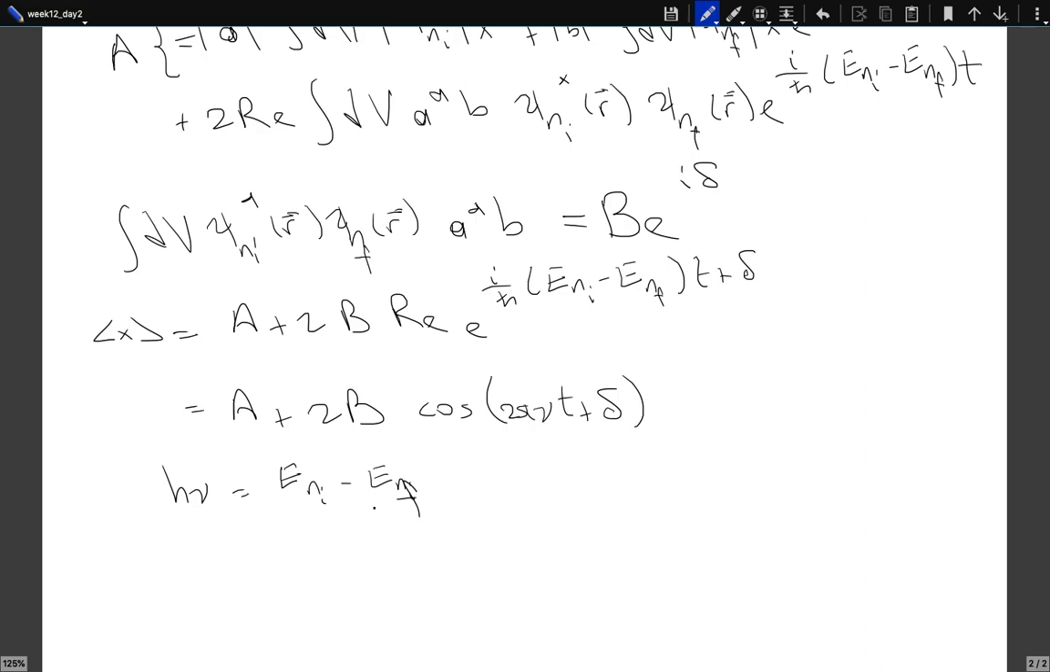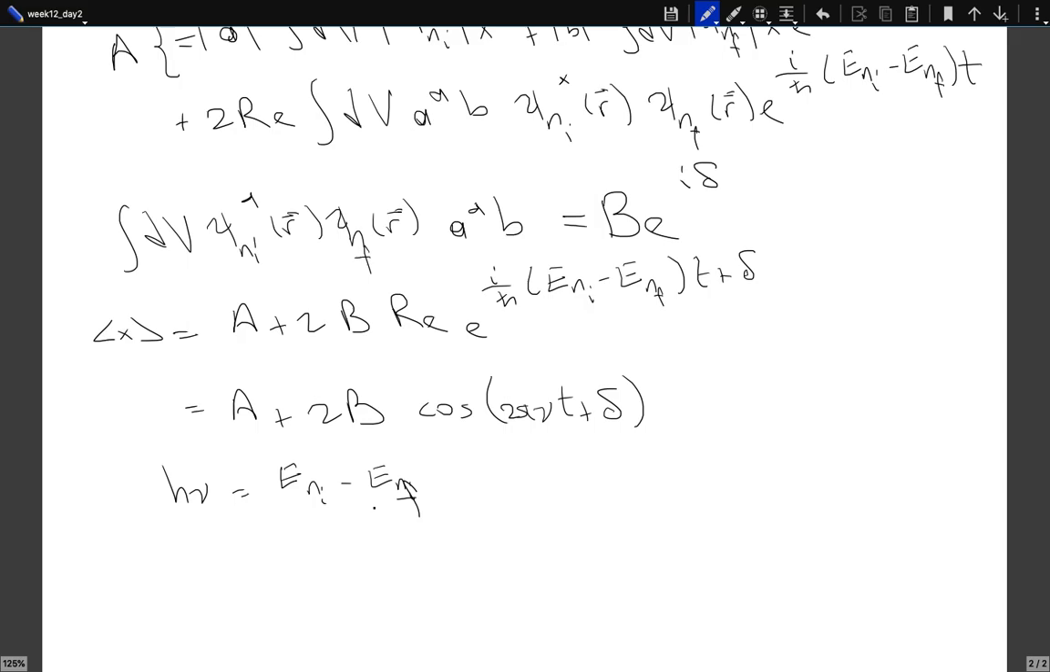Okay, so what's going on? We have calculated the expectation value, and we have seen that during the transition, the expectation value of the position of the electron is actually oscillating. What classical physics tells us is that if you have an accelerated motion, well, this is an accelerated motion in terms of expectation value. So if you have an accelerated charge, it will oscillate, it will emit radiation with the frequency equal to the frequency of oscillation, nu.